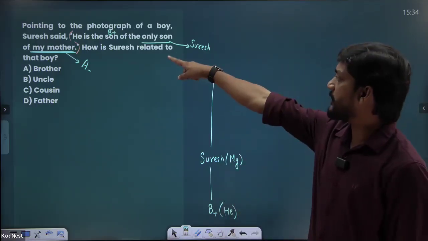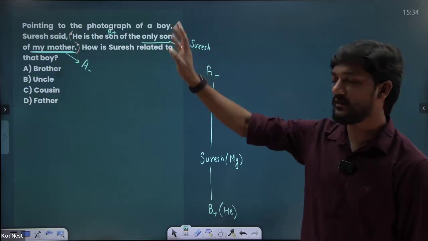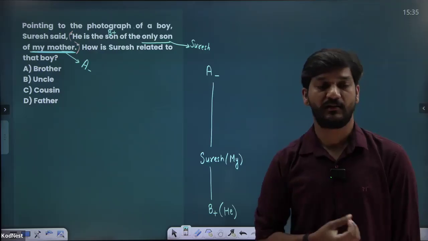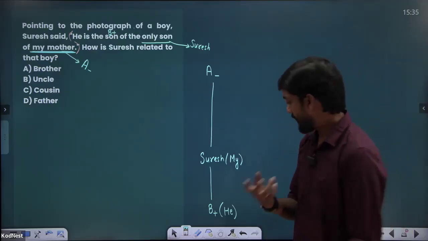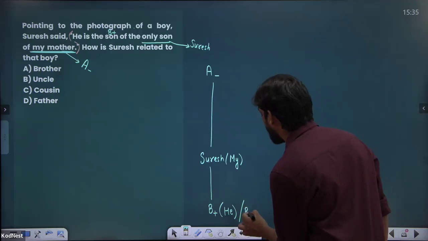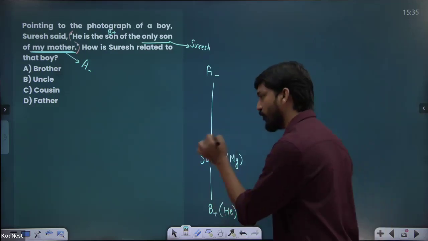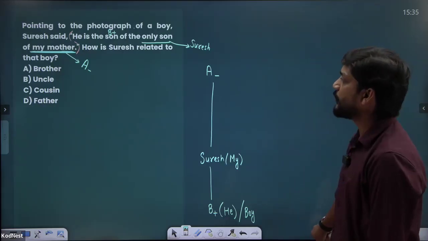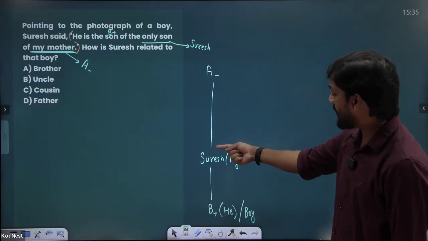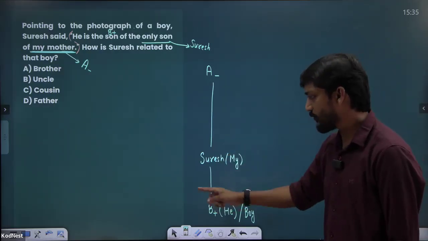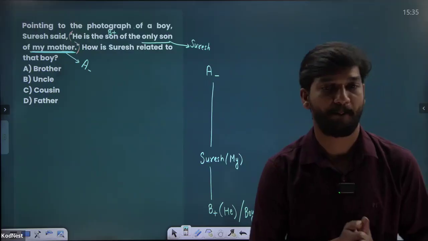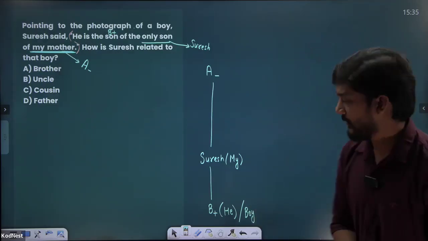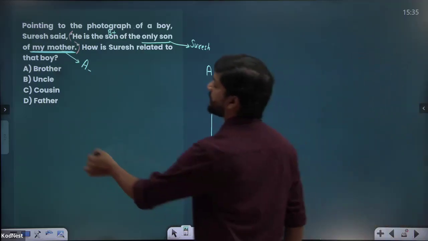Because the statements start like this. He is the son. That means son is he. And who is he? Please answer that. Who is he? Who is that person? The boy. The boy is he. So B plus actually is the boy we are talking about. Now answer please. As for the question, how is Suresh related to the boy? Who is Suresh with respect to the boy? Please answer. Suresh with respect to the boy. Father. Okay, Suresh is the father.